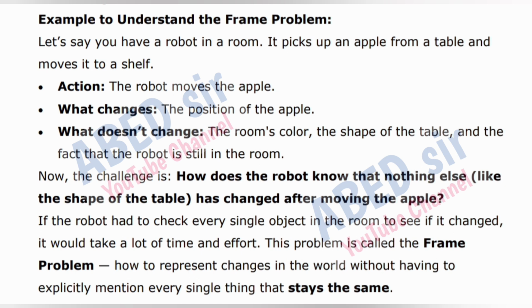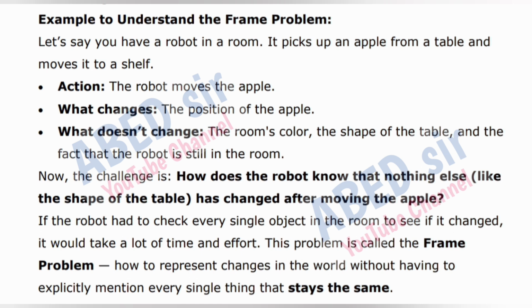Example to understand the frame problem. Let's say you have a robot in a room. It picks up an apple from a table and moves it to a shelf. Action: the robot moves the apple. What changes? The position of the apple. What doesn't change? The room's color, the shape of the table, and the fact that the robot is still in the room. Now, the challenge is: how does the robot know that nothing else, like the shape of the table, has changed after moving the apple?